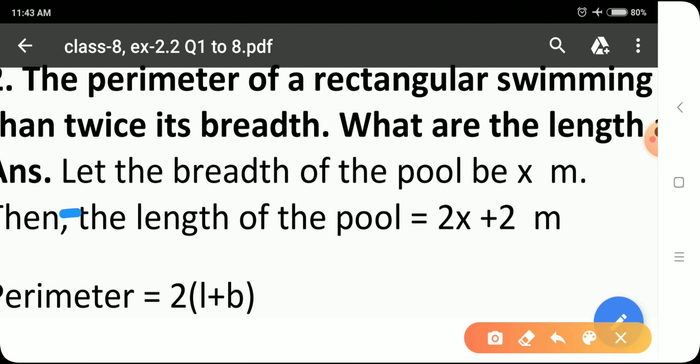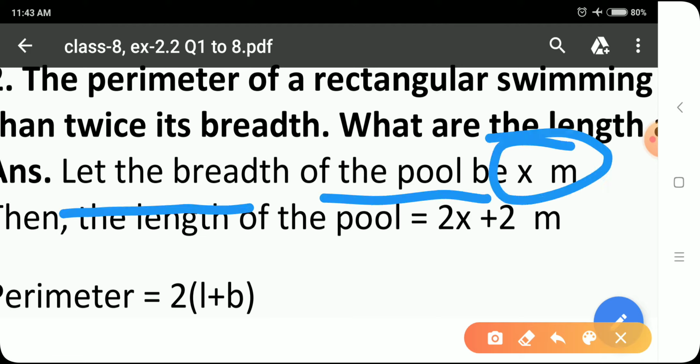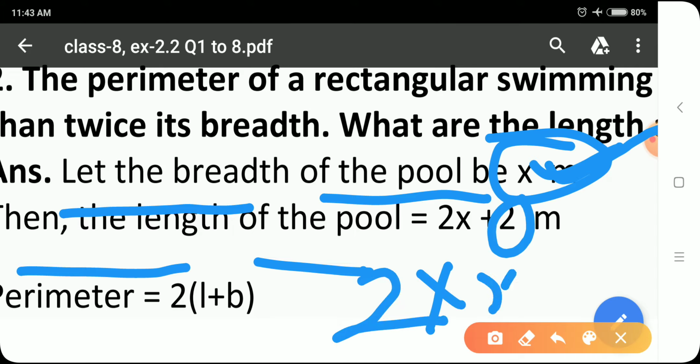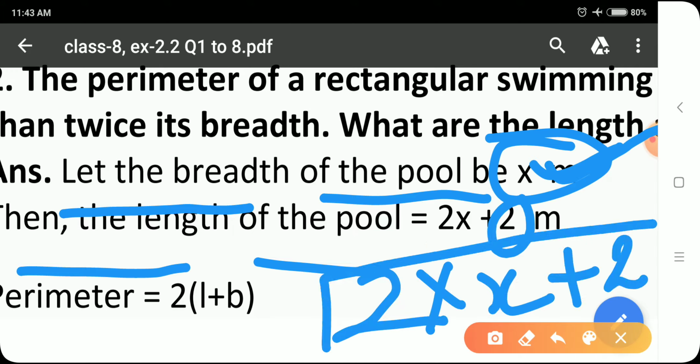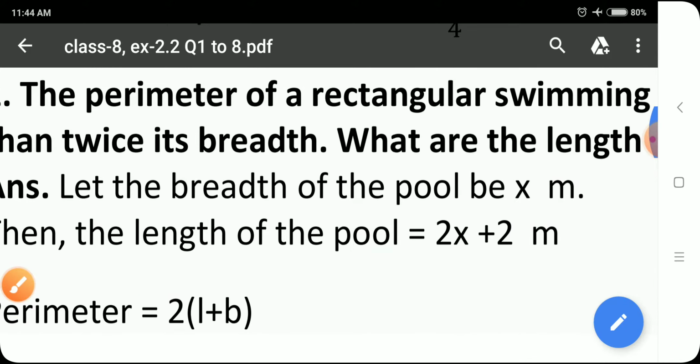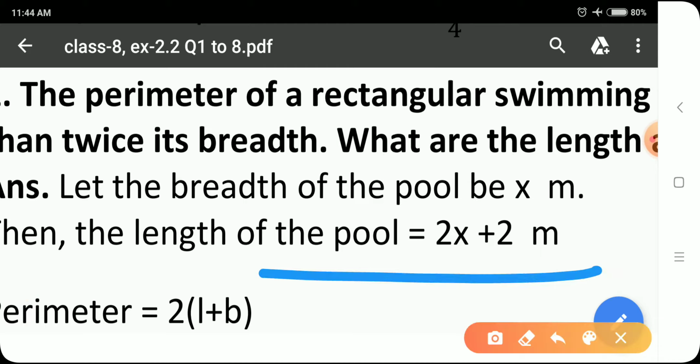So let the breadth of the pool be x meter. And the length of the pool is given, that is 2 meter more than twice its breadth. So twice the breadth will become 2 into x, and 2 meter more, so that will become the length of the pool, twice and 2 more. So this is the length of the pool.